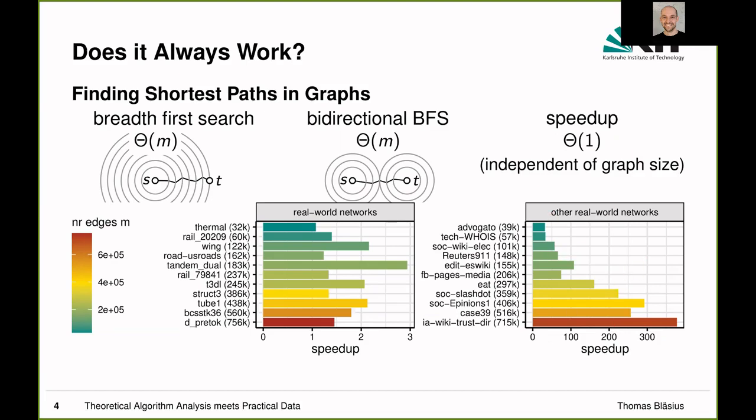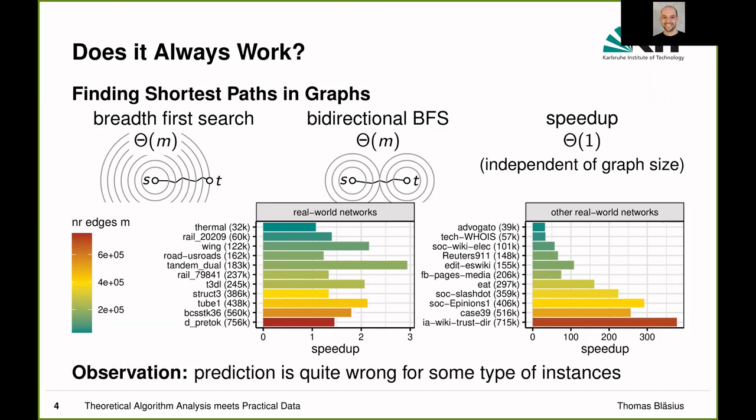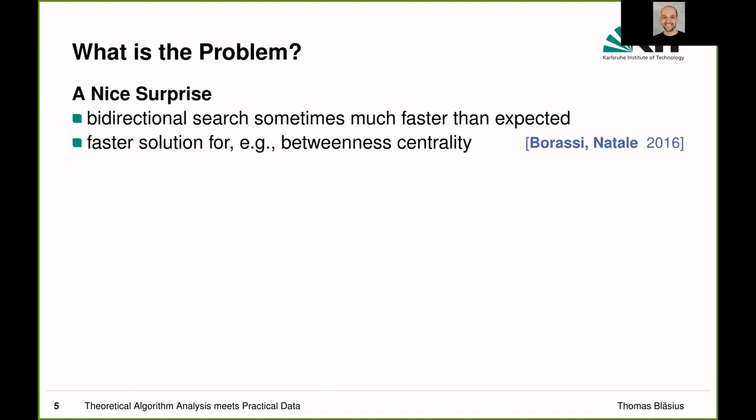So with this in mind, it might be that using the bidirectional search can help you to solve problems that were out of reach before. So the observation is that the prediction of the theoretical analysis is quite wrong for some type of instances. In this case, you could say, well, this is not really a problem. It's a nice surprise, I would say, because the bidirectional search is much faster than I expected it to be. And by being so much faster, I can now solve problems that were probably out of reach before. And this actually has been done. You can compute betweenness centrality, for example, for rather large networks rather quickly, and quicker than you should be able to with respect to the theoretical analysis.